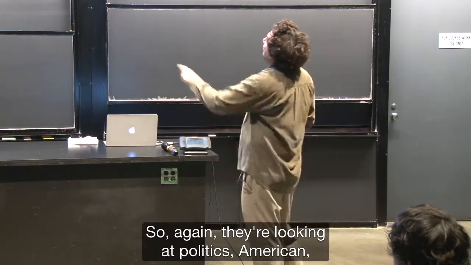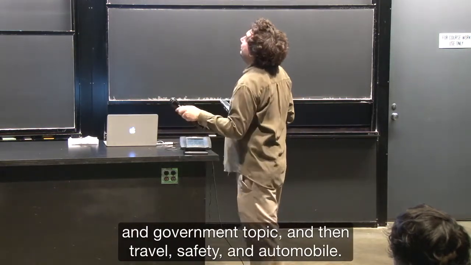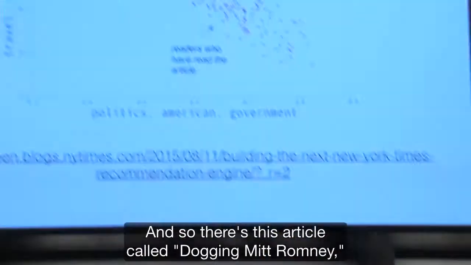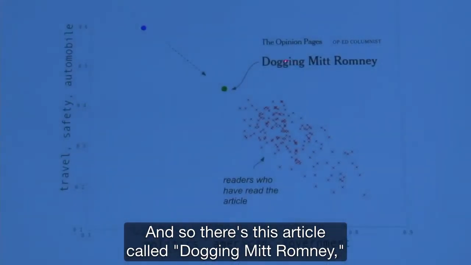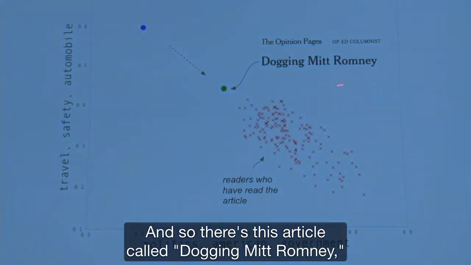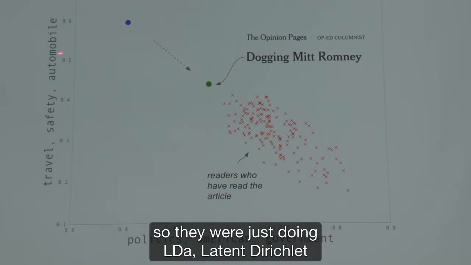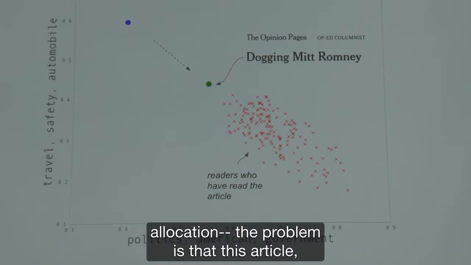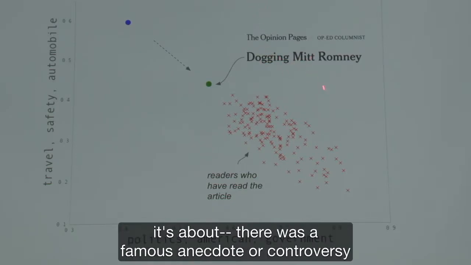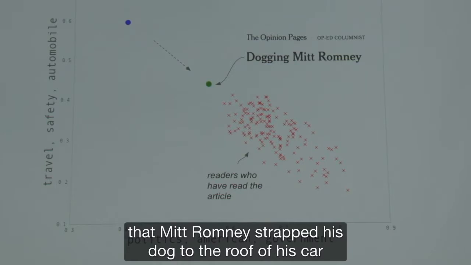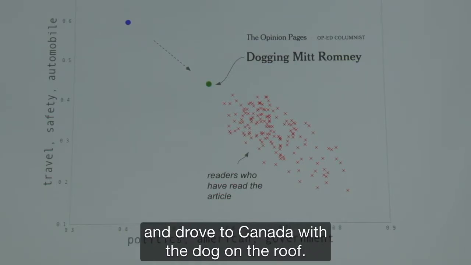So again, they're looking at politics, American and government topic, and then travel, safety, and automobile. And there was this article called Dogging Mitt Romney, and the problem that they noticed with their method, they were just doing LDA, latent Dirichlet allocation. The problem is that this article was about a famous anecdote or controversy that Mitt Romney strapped his dog to the roof of his car and drove to Canada with the dog on the roof.